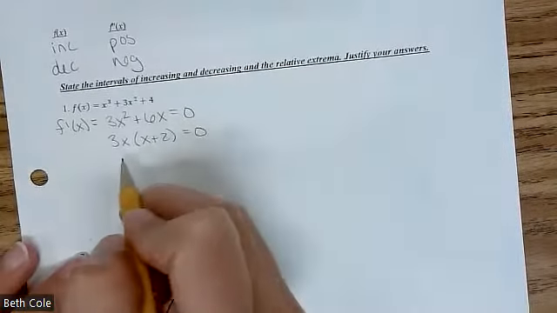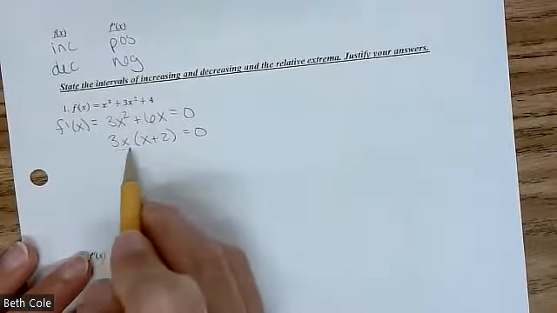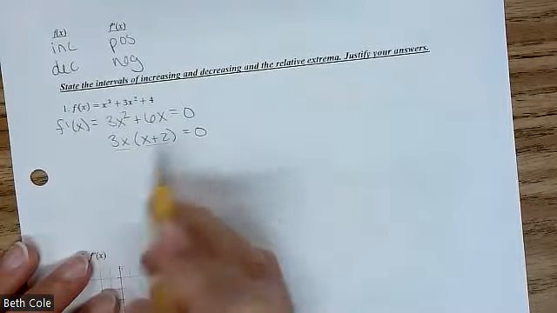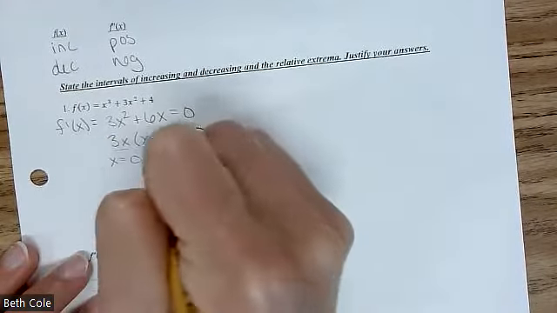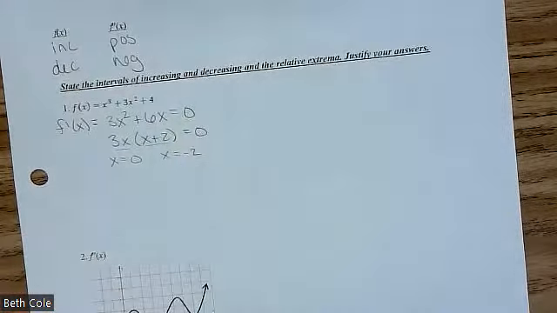And so your critical points are, what are you going to get if you set each of these equal to 0? Yep, 0 and negative 2. So listen, those are critical points, period, end of story. Whether they cause a relative maximum or minimum is still yet to be determined, but they are critical points no matter what.